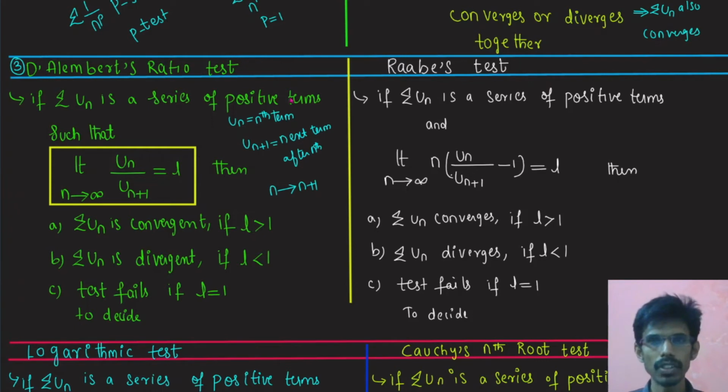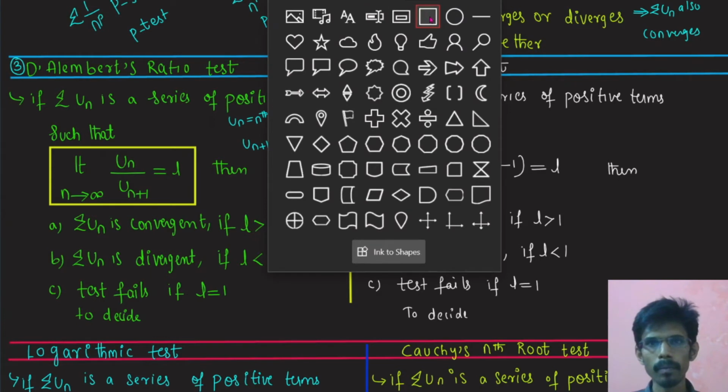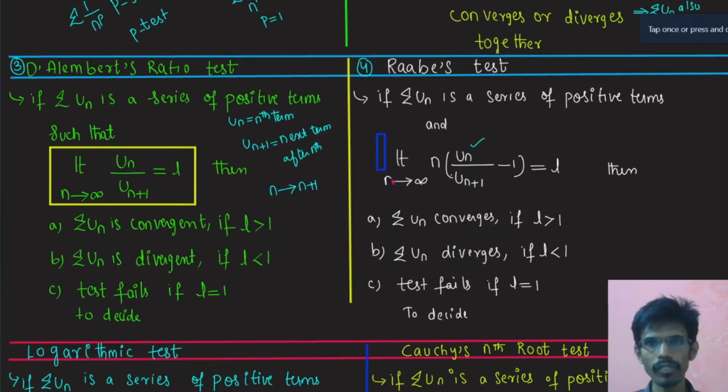Let us discuss the fourth test that we have, which is Raabe's test. Here sigma un is a series of positive terms. We get un by un plus 1 from D'Alembert's ratio test as well. If we are unable to decide the convergence or divergence, then go for this Raabe's test. Here find the ratio of this term.